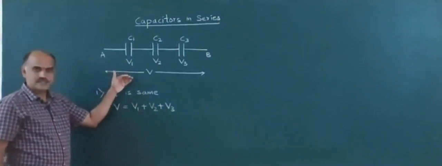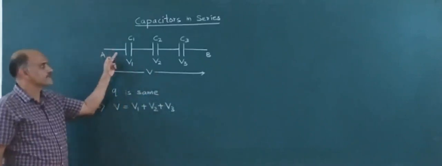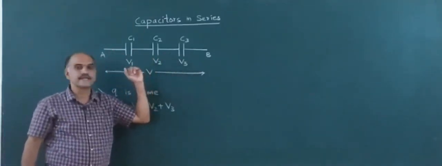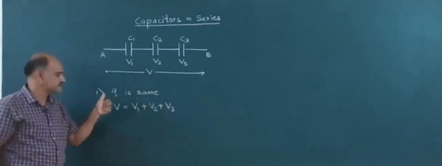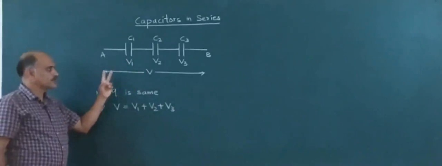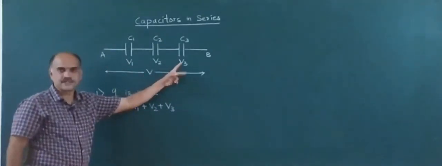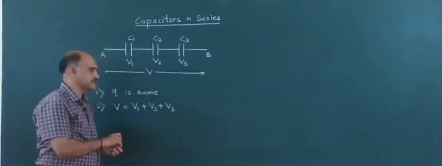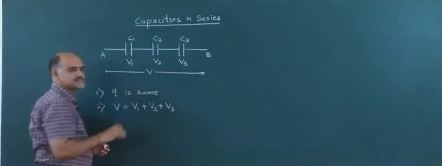So the definition is: capacitors are said to be in series if the charge across each capacitor is the same. This is first. Second point, the total potential across the combination is equal to the sum of individual potentials. That is, V is equal to V1 plus V2 plus V3.